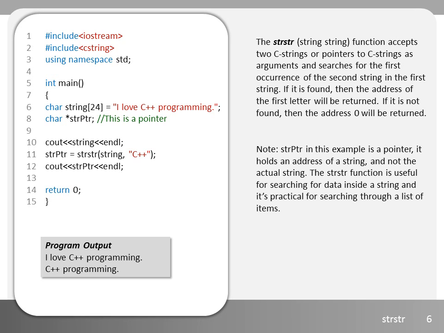We declared a string that holds I love C++ programming. We then use strstr to find the first occurrence of the string C++. It then finds it and returns the address of where the occurrence begins. Finally, it prints the string starting from that address. Cout continues to print until it finds the null character. String pointer in this example is a pointer. It holds an address of a string and not the actual string.